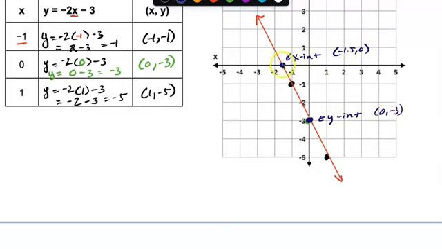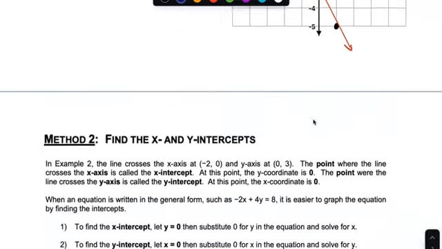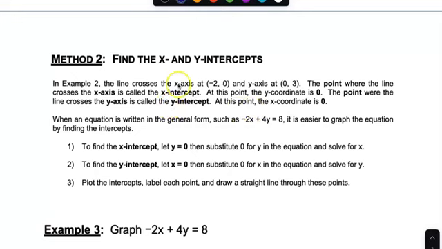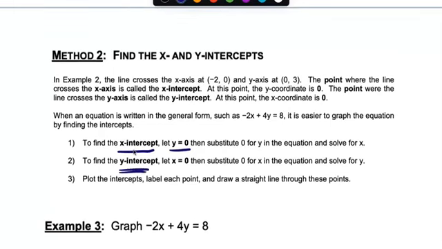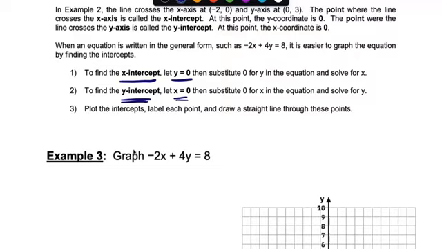Because you want to see where you cross the x, that means the y is 0. You want to see where you cross the y, that means the x is 0. Keep that in mind. That's always true for x and y intercepts. So if you want to find the x-intercept, you're going to let y equal 0, and if you want to find the y-intercept, you're going to let x equal 0. So let's do it for this problem right here.